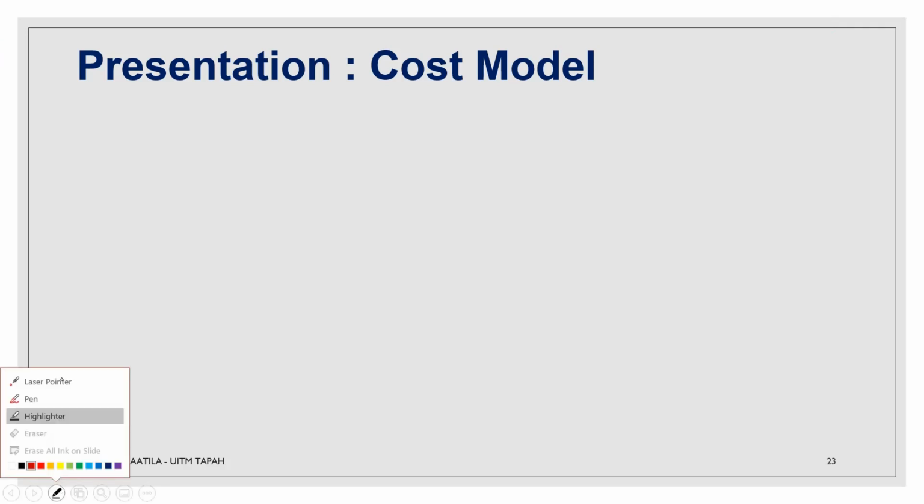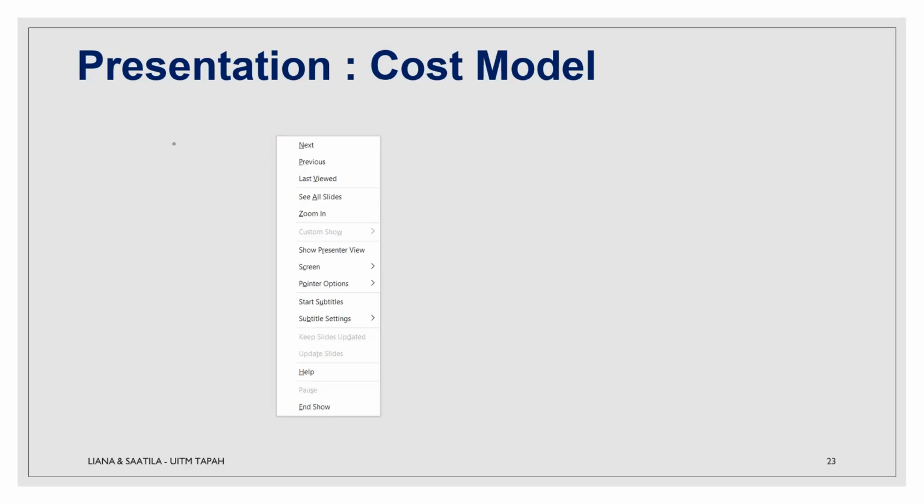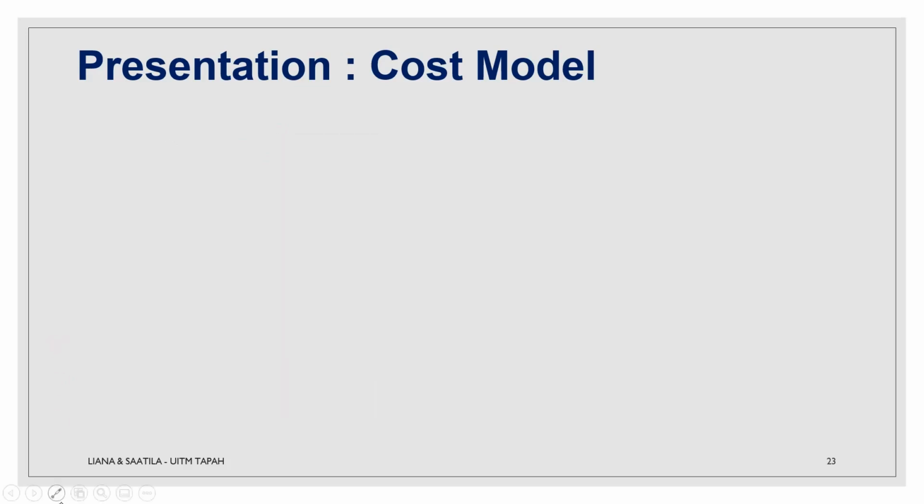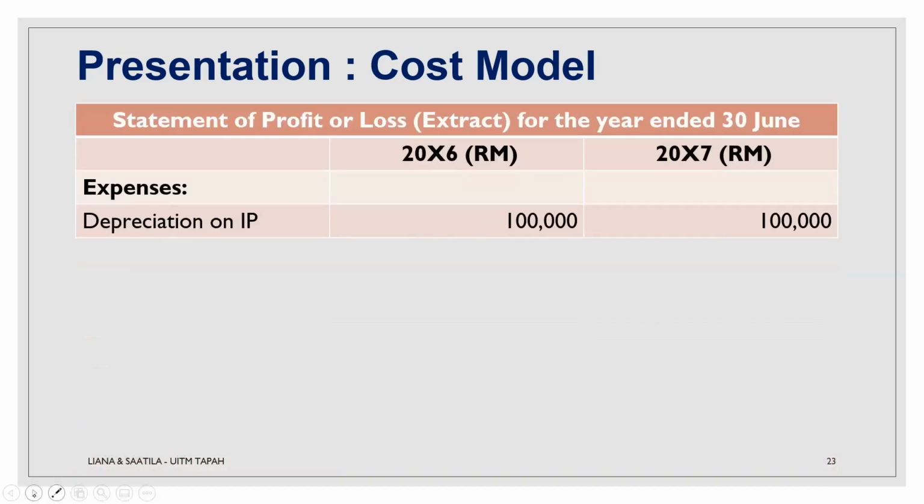Under the cost model, what you would notice in the presentation refers to the extract of financial statement. So your depreciation would have been shown as part of your admin expenses here, your expenses. And then the depreciation for 2 years, the impact in that financial statement for 2 years.